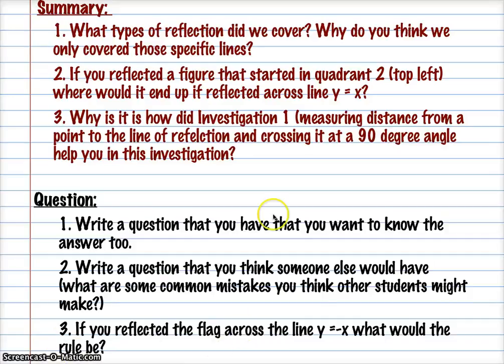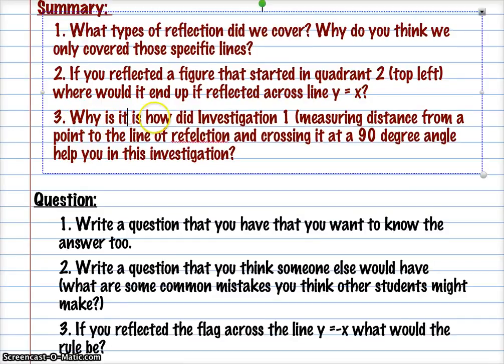What types of reflections did we cover, and why did we only cover those specific lines? Why didn't we cover other lines? And what are the pitfalls of the other lines? If you reflected a figure that started in quadrant 2, the top left quadrant, and you reflected it across the y equals x, the last one we did, which quadrant or where would it end up? Okay, why is it poorly asked question?